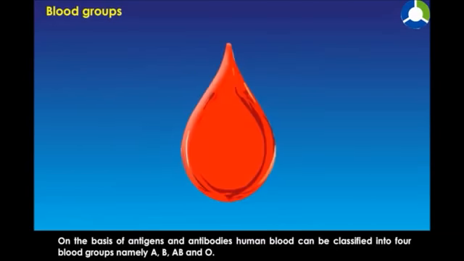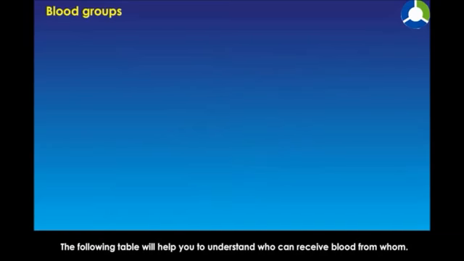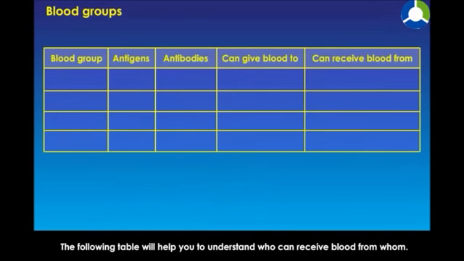On the basis of antigens and antibodies, human blood can be classified into four blood groups, namely A, B, AB and O. The following table will help you to understand who can receive blood from whom.